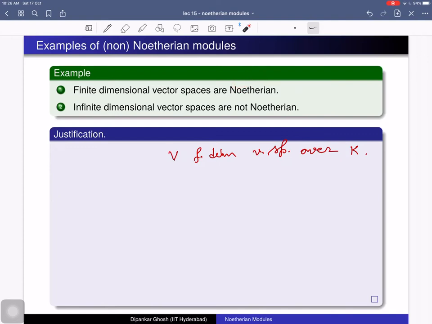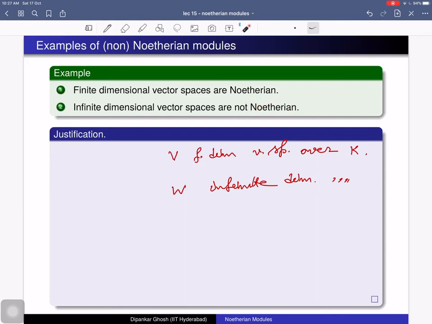Now what about an infinite dimensional vector space? If you consider W, an infinite dimensional vector space over K, is it Noetherian? The answer is no, because this W does not satisfy the finiteness condition. In fact, W is not finitely generated. So Noetherianness is something more than finite generation: every submodule must be finitely generated. If you forget about every submodule, W itself is not finitely generated. Therefore it is not Noetherian.